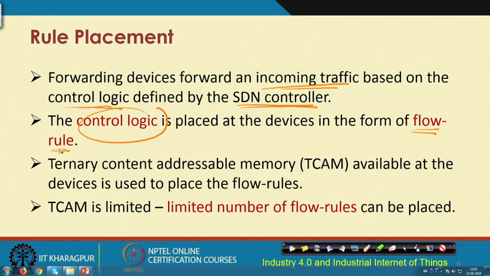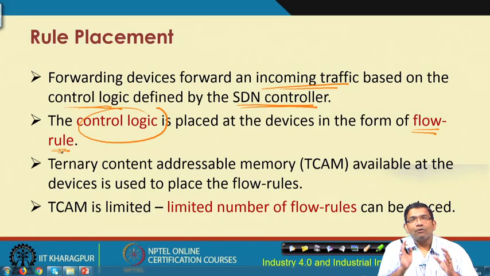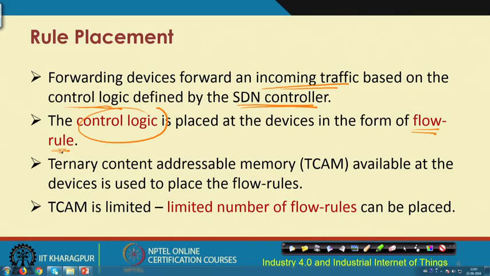The TCAM memory is there in each of these devices, that means the data plane devices, that means your router or the forwarding devices. You have all this TCAM memory, which will store the different flow rules. Now, this TCAM memory is very small, and consequently the TCAM memory in each of these forwarding devices will store only a limited number of flow rules.